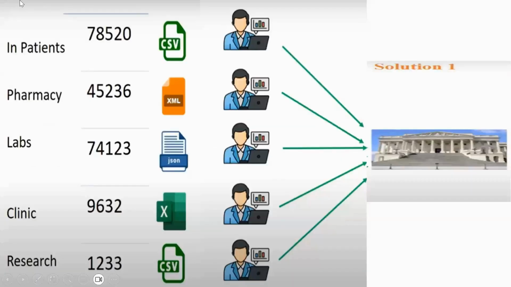The patient's data may come in the CSV format, and pharmacy data may come in an XML format, and lab data may come in JSON format, and clinical data may come again in the Excel format, and research data may come in CSV format. But every format is not the same here, right? Correct or not? It's totally different. So every application is different here, and every source is different here.